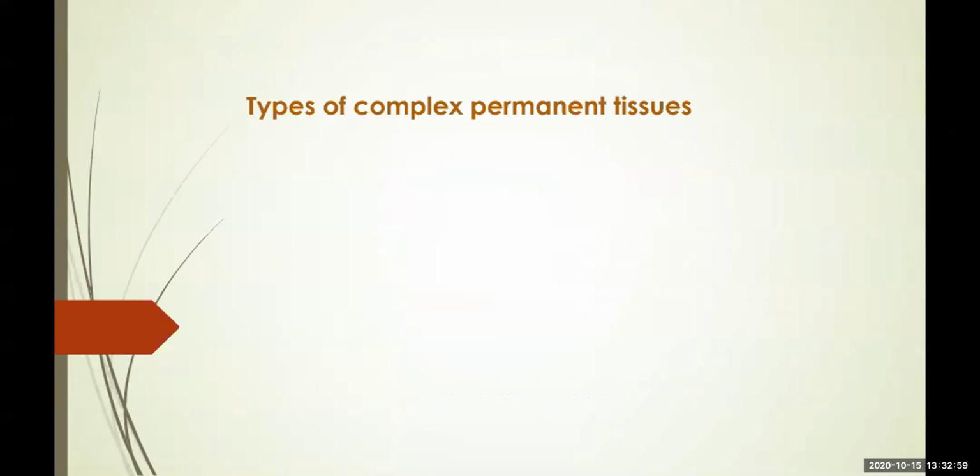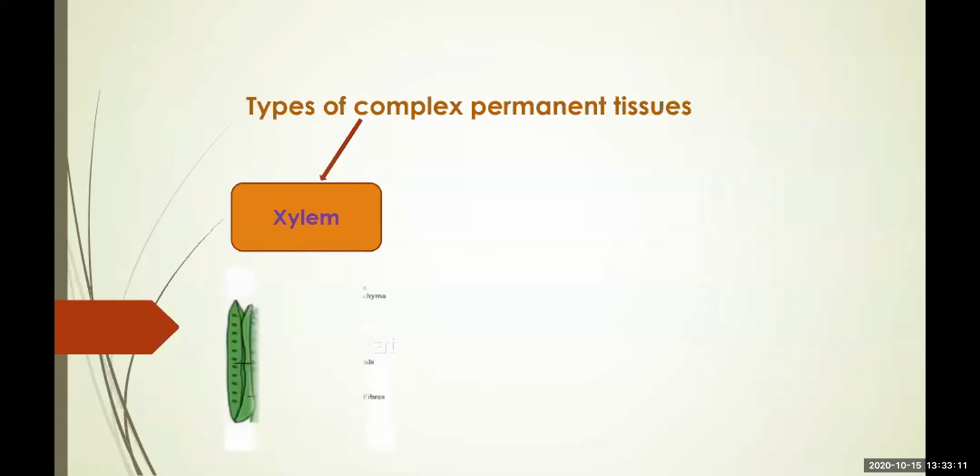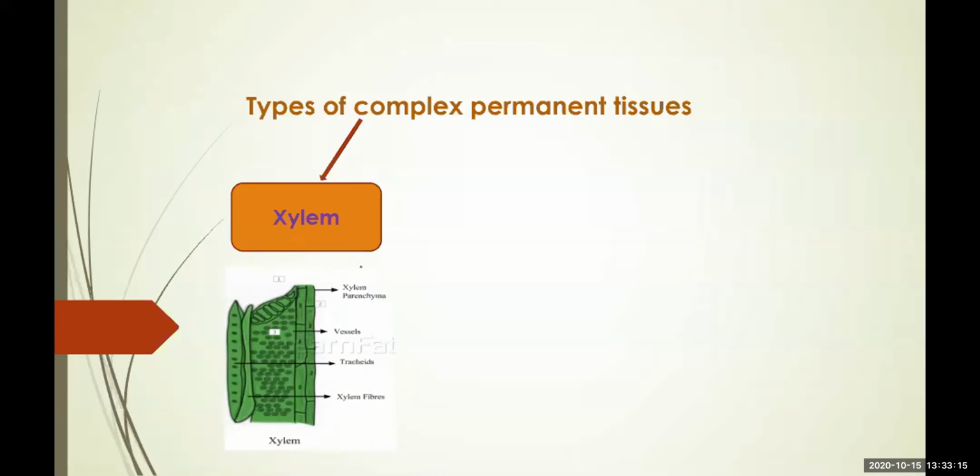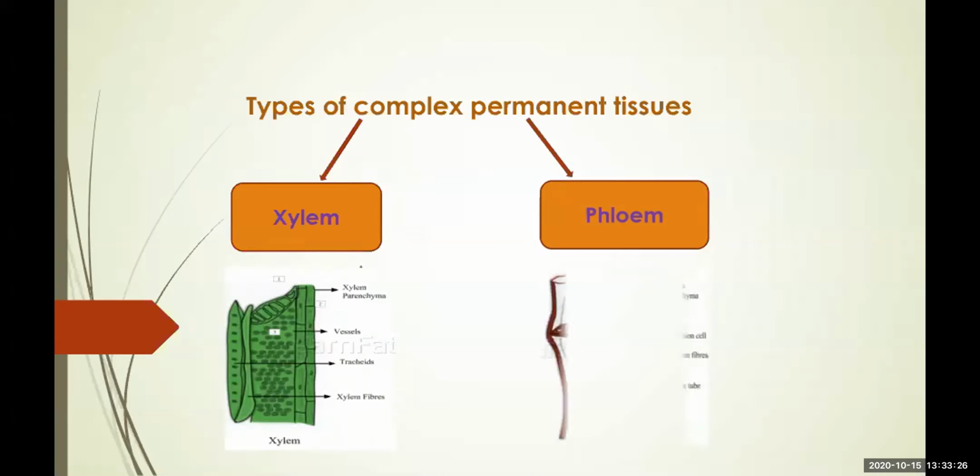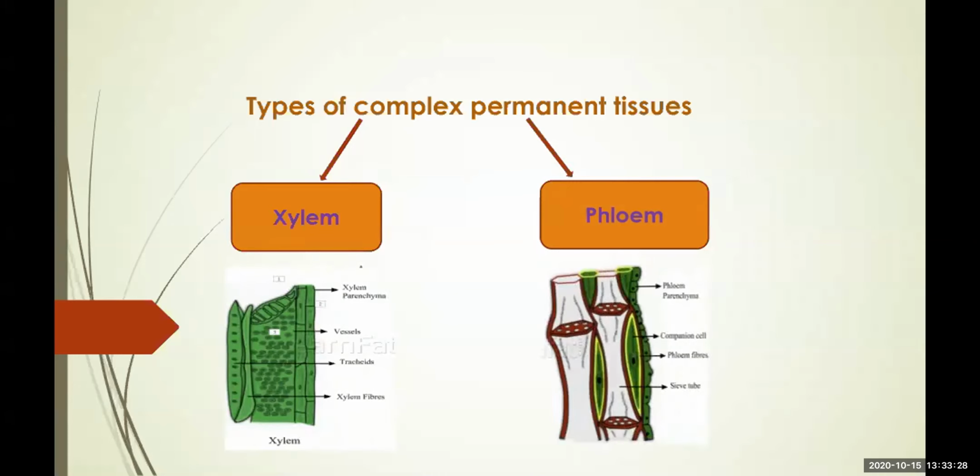Now we will discuss types of complex permanent tissues. There are two types of complex permanent tissue. One is xylem. This is how xylem looks. We'll talk about it in detail. Second complex permanent tissue is phloem. And this is how the phloem looks.